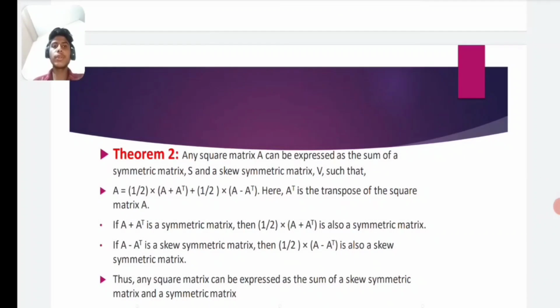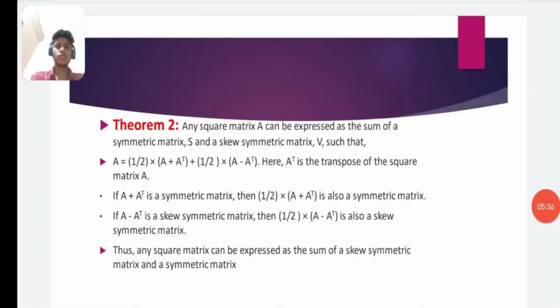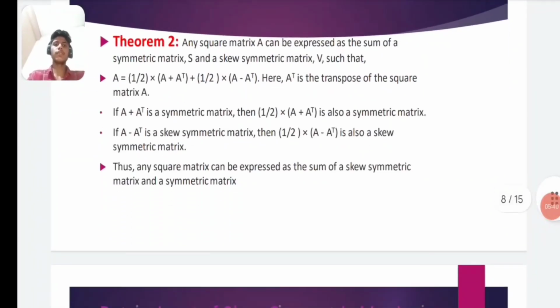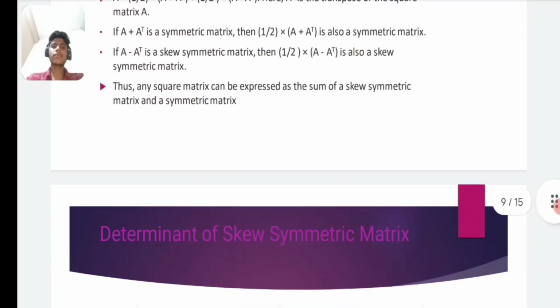Theorem 2: any square matrix A can be expressed as the sum of a symmetric matrix S and a skew symmetric matrix. Thus any square matrix can be expressed as the sum of a skew symmetric matrix and a symmetric matrix.